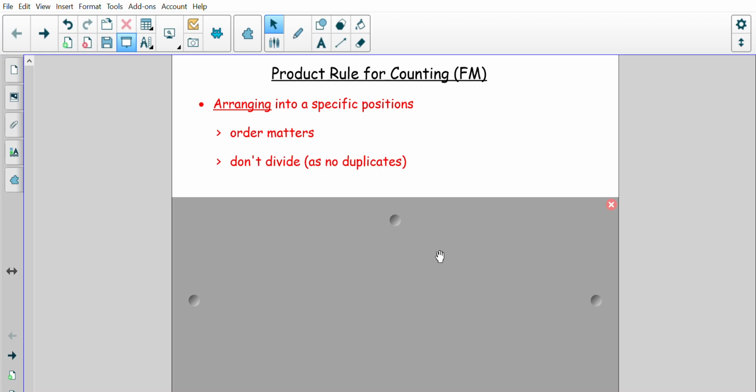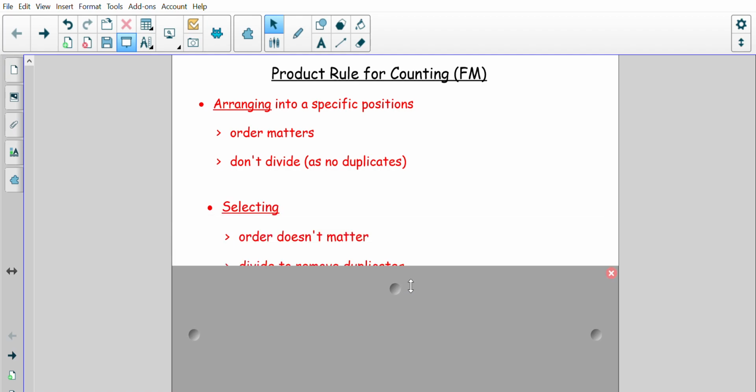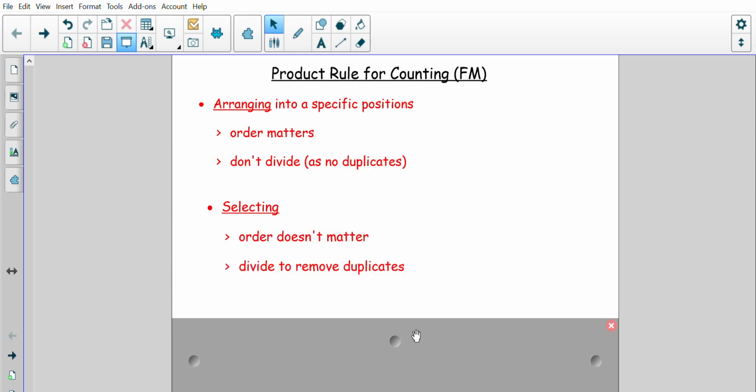In this lesson, we're looking at the product rule for counting for the further maths specification. These types of questions will not be in GCSE, they'll only be in further maths, but it is an extension of the GCSE work. Thinking about what we did last lesson, we learnt that when we are arranging items into specific positions, the order that they are in matters, therefore we don't divide as we don't get duplicates. However, when we're selecting items, order doesn't matter, that's when we need to divide to remove duplicates.